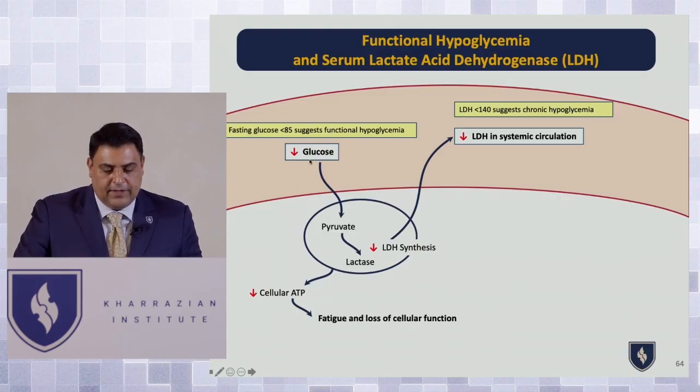And then you'll also see that LDH, which is used to convert pyruvate to lactate and back from lactate to pyruvate, is decreased, and LDH below 140 is also suggestive of these hypoglycemia patterns.